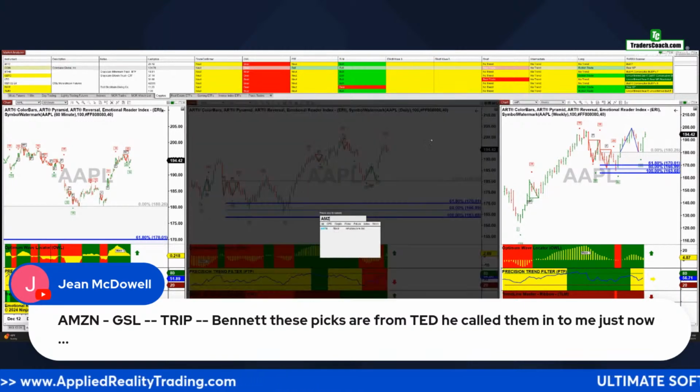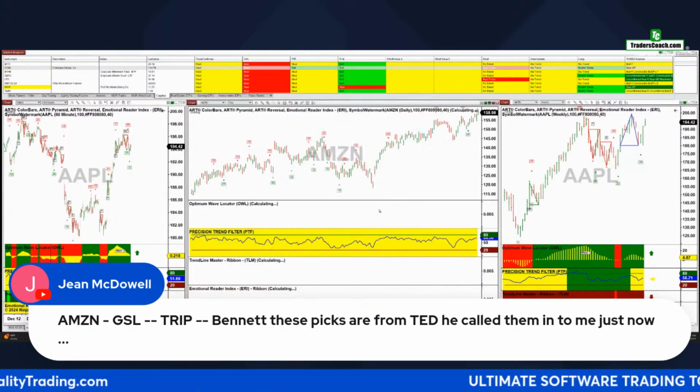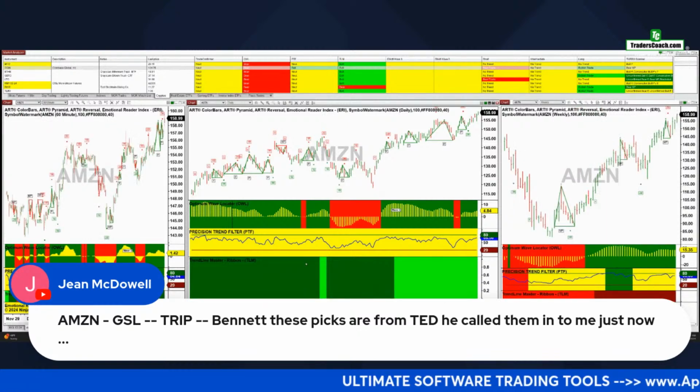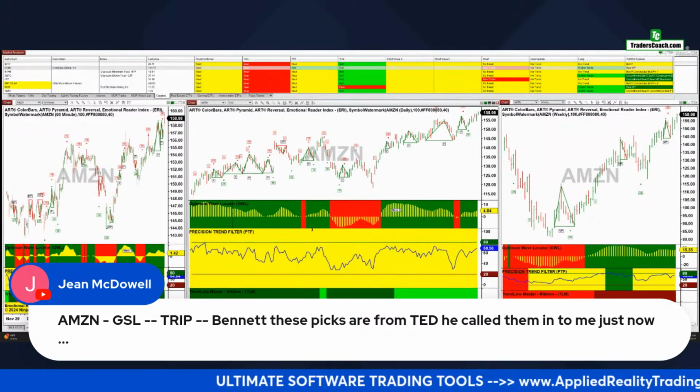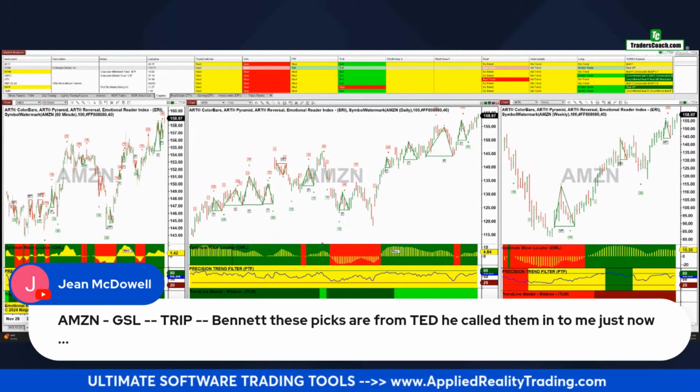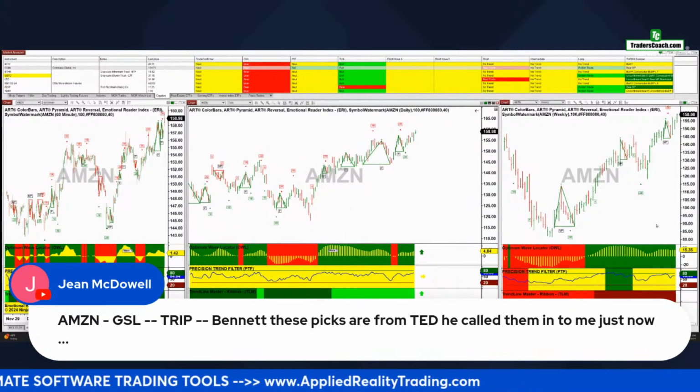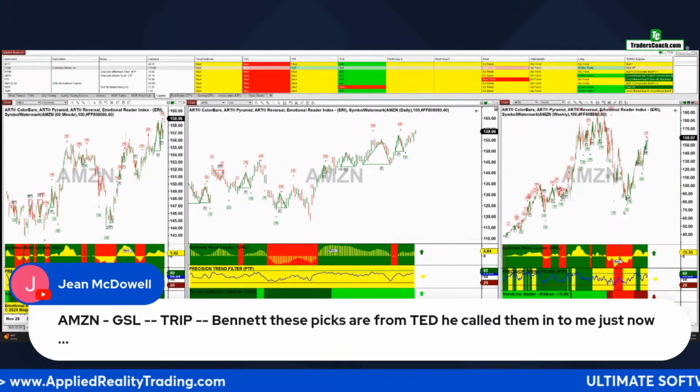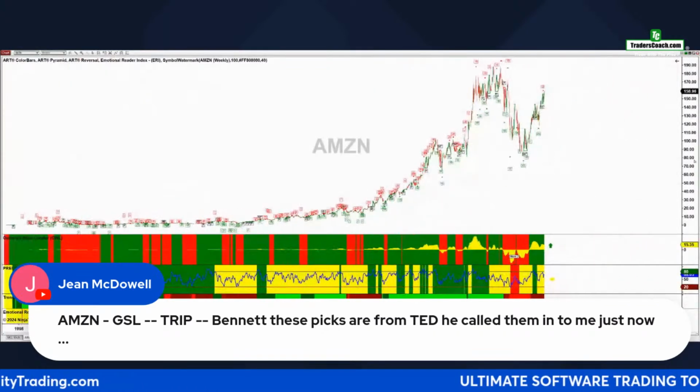Let's take a look at Amazon. See what's cooking on Amazon. Let me just readjust these indicators down a little bit more here. Okay, so Amazon is on a tear. Okay, looks like it's doing pretty well. Let's open up this chart here.